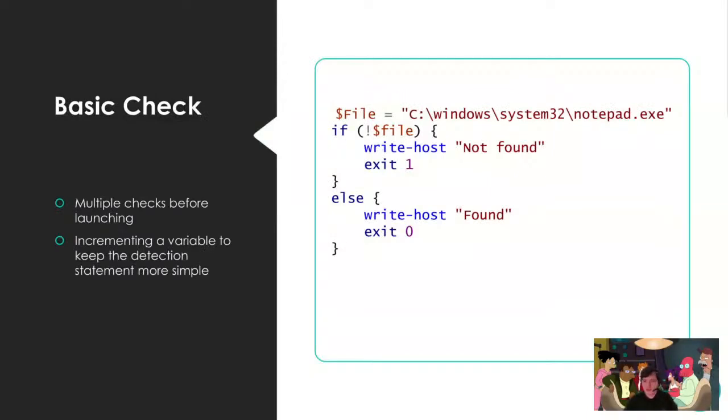So this is a very basic check. In this one, we are looking for notepad.exe. So a simple script, the file is notepad.exe. Does the file exist? If not, I can't find the file, I'm going to exit out and run the remediation script. Otherwise, yep, found it, clean exit. So you can add multiple checks before launching. I tend to put these in the remediation script as well, so that it just does a double check in case, between the time of the two runs, it somehow appears.